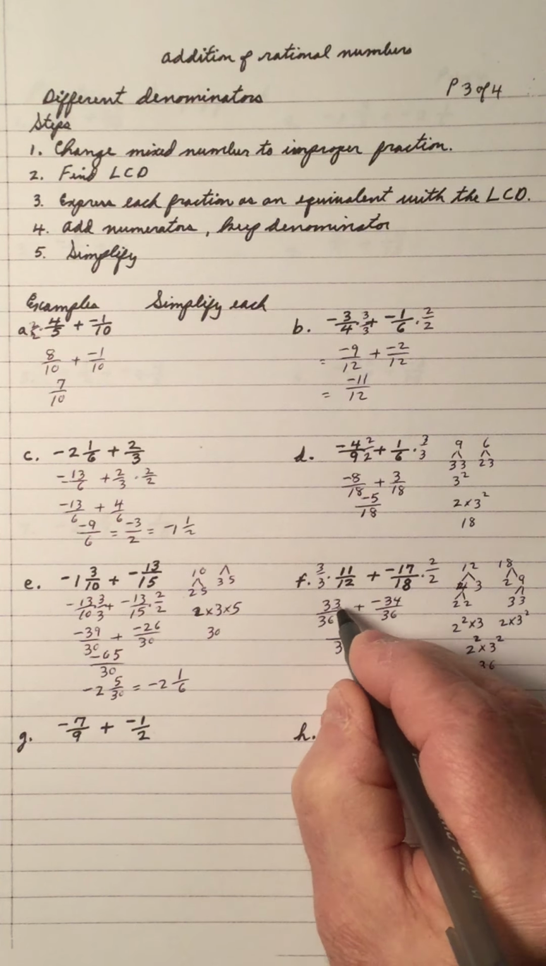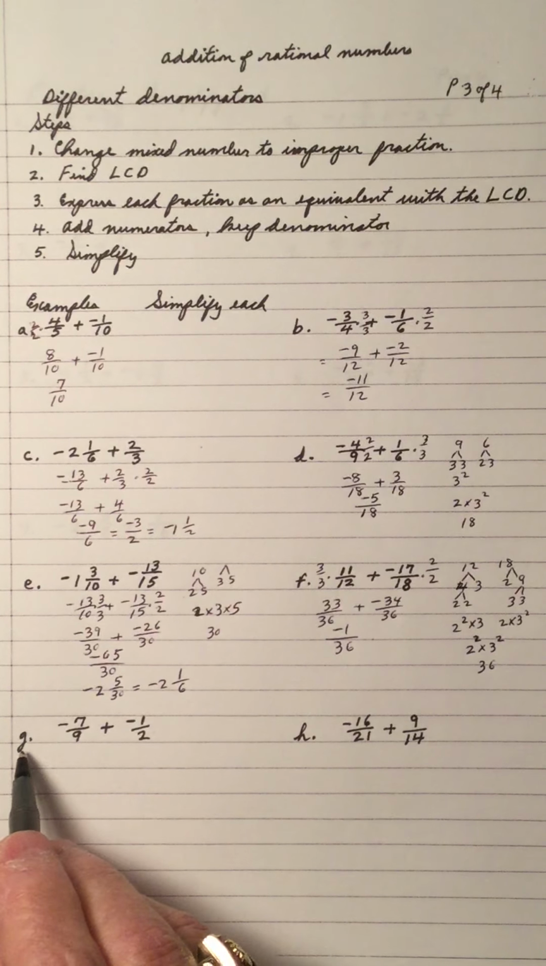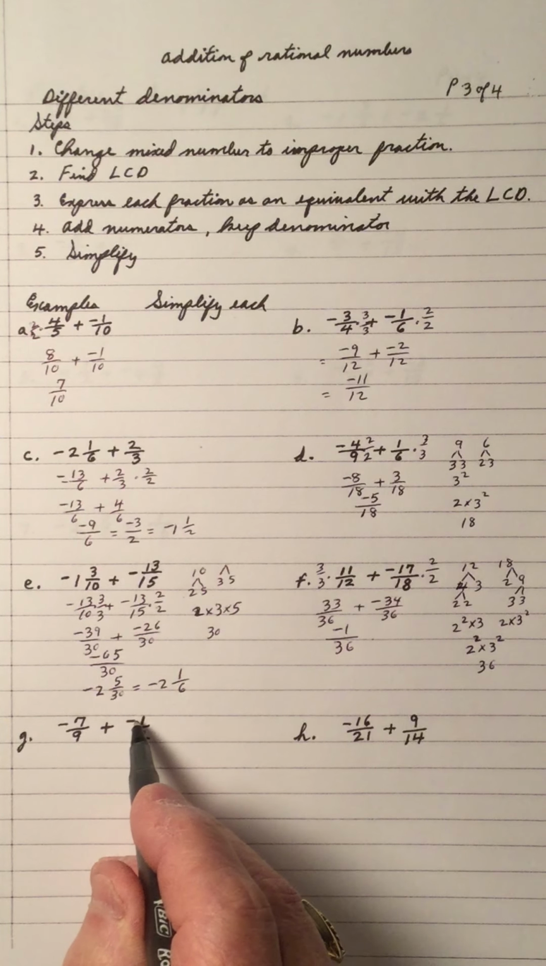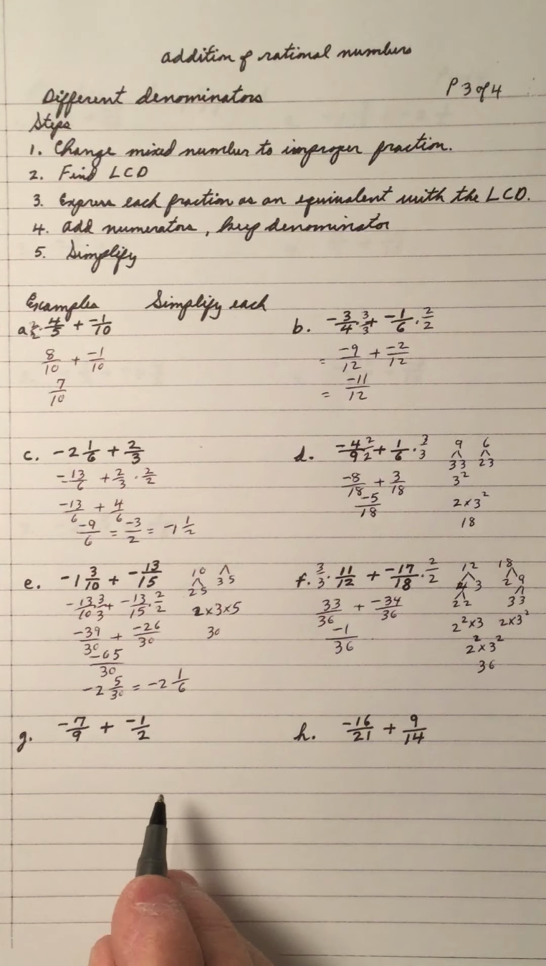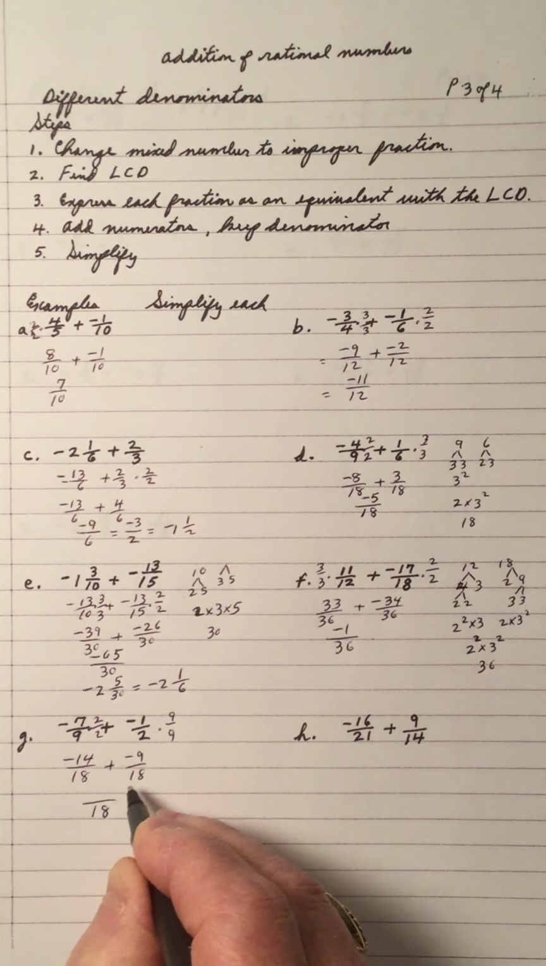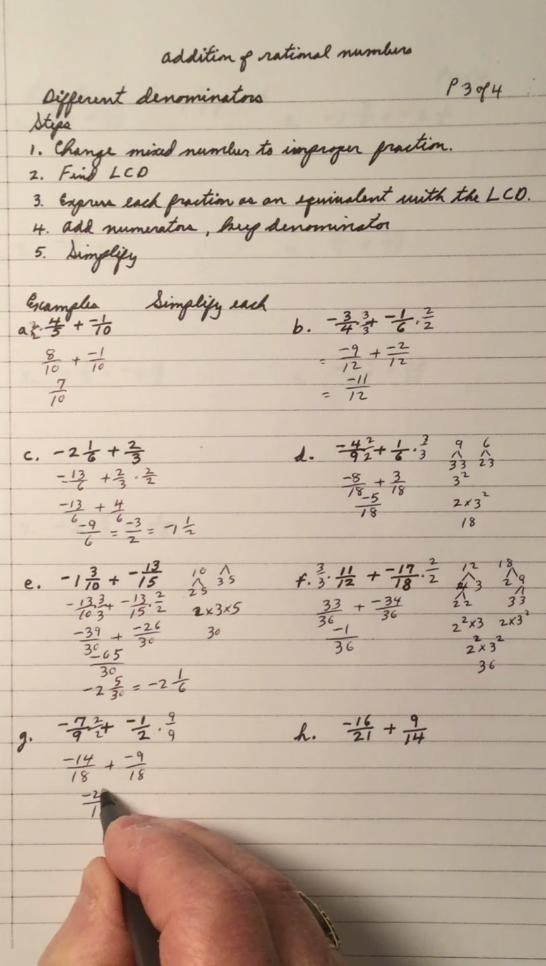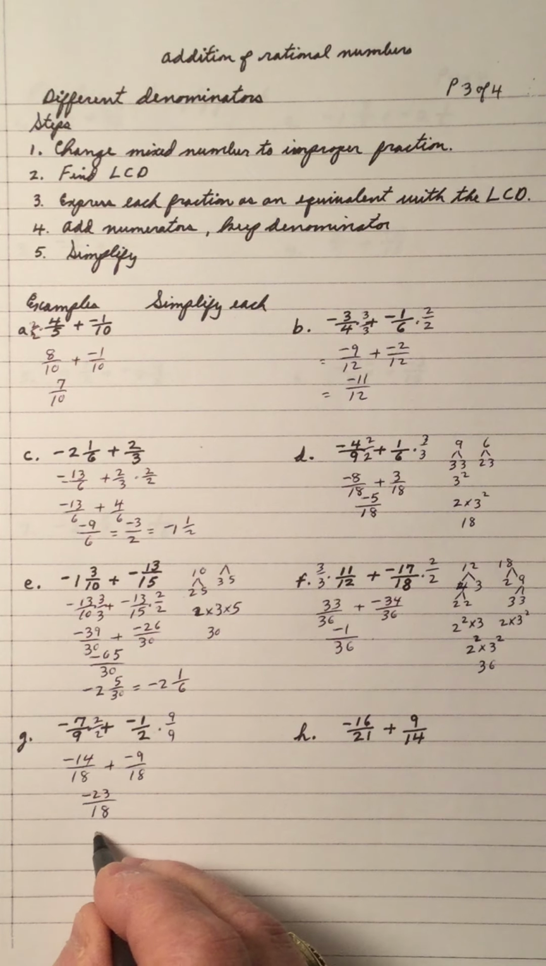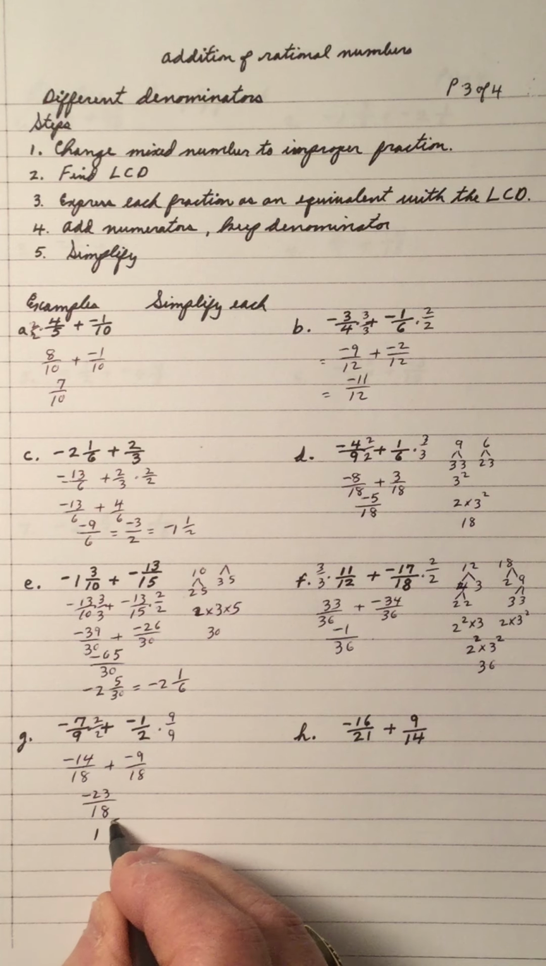Can't reduce. 9 and 2. G, negative 7/9. Add on negative a half. There's no common factor, so the LCD is the product of these two. So you multiply by 9 over 9, and you multiply it by 2 over 2. That gives us negative 14 over 18, and negative 9 over 18. Common denominator is 18, write it down. Add, you get a negative 23. And 18 into 23 goes once, and there's 5 left over.